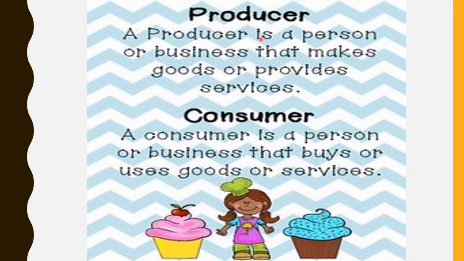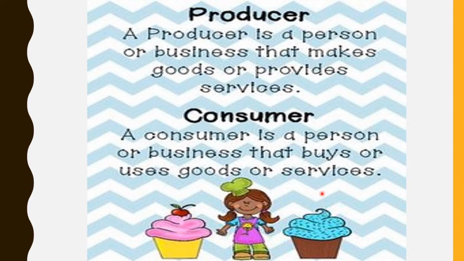Producer. A producer is a person or business that makes goods or provides services. Who is a producer? The people and businesses that make goods are called producers. They are producing goods. And who are consumers? A consumer is a person or a business that buys or uses goods or services. Who are consumers? The people and businesses that buy and use goods are called consumers.